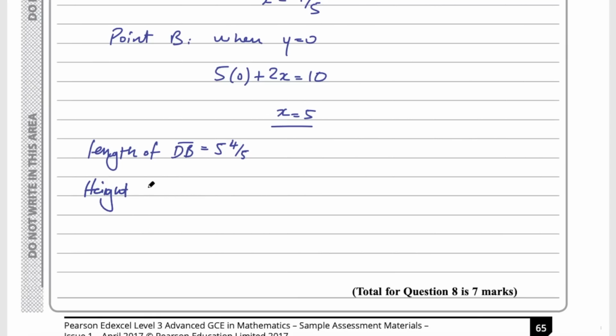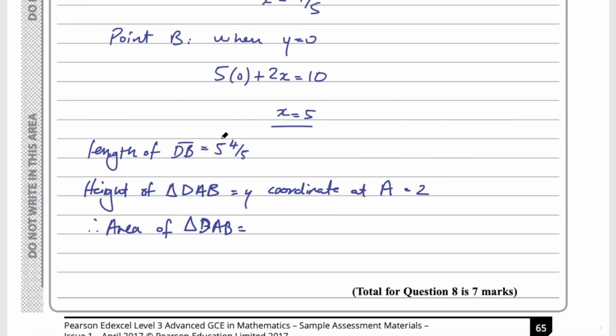So the height of triangle DAB will equal the y coordinate at A, which was 2. So the height of the two triangles is 2, the base is 5 and 4/5. So therefore the area of one triangle, of say triangle DAB, will be the base times the height, so 2 times 5 and 4/5 divided by 2.